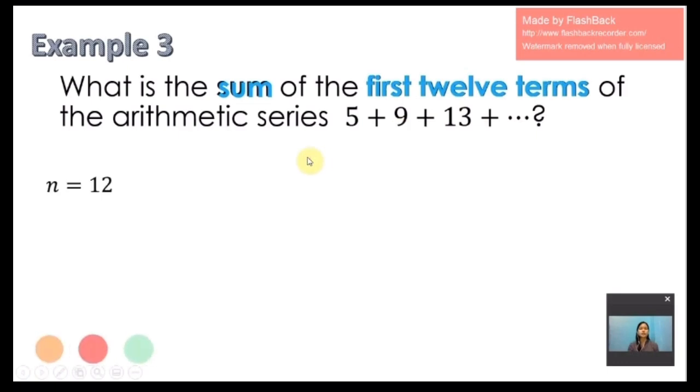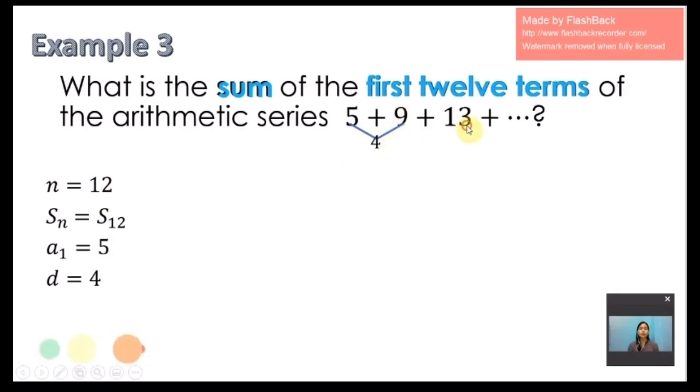So let us first write the given. The given are n is 12, so S sub n is equal to S sub 12, and a sub 1 is equal to 5, the first term of the arithmetic series. Then we have d equal to 4. The common difference is 4 since 9 minus 5 is positive 4, and 13 minus 9 is also positive 4. So these are the given.